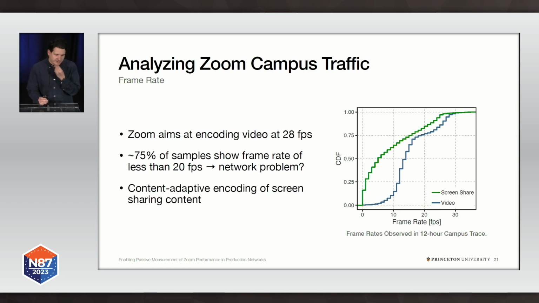Interestingly, for screen sharing, this curve looks somewhat different. So here you see that even roughly 15% or so of our samples show a frame rate of 0, really indicating that Zoom uses a more content-adaptive encoding strategy for screen sharing. So for example, in a presentation like this, when the slide does not advance, it looks like Zoom will also not encode and send over the network a new updated video frame.